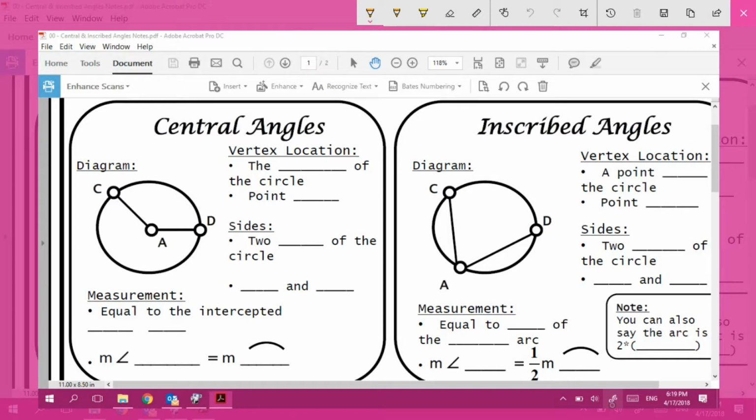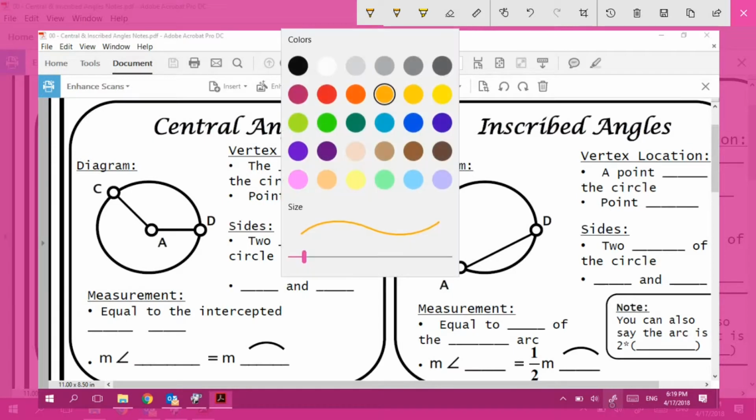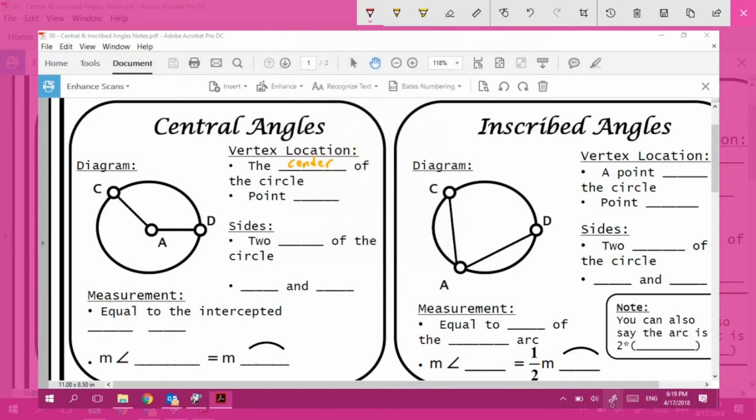Here we go. The vertex location. Where is it located? The center of the circle. It's going to be located at the center of the circle. So on my circle right here in this picture, is it point A, is it point C, or is it point D? It is point A. So if you said A, turn to that person next to you, give them a high five, just give them a big ol' slapperino. Point A.